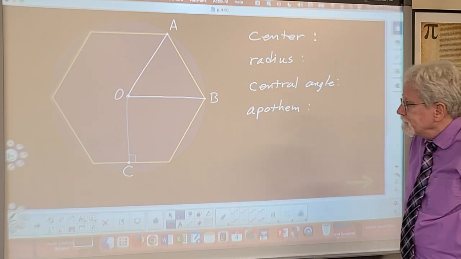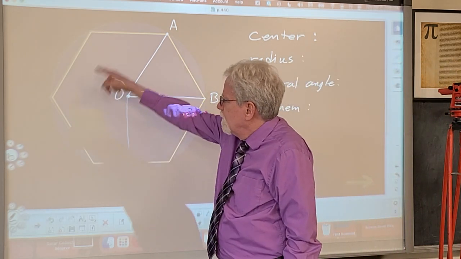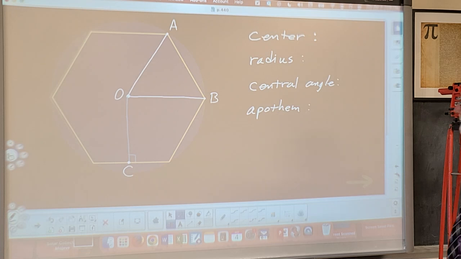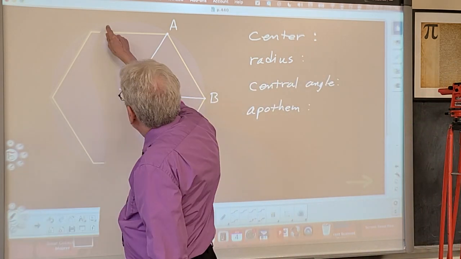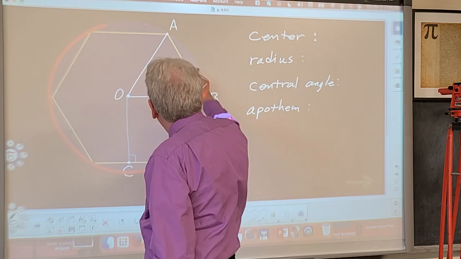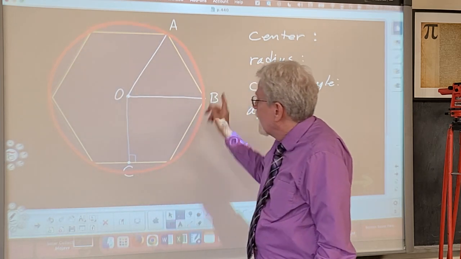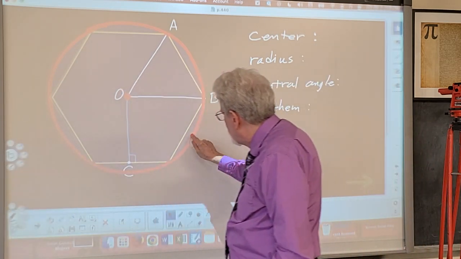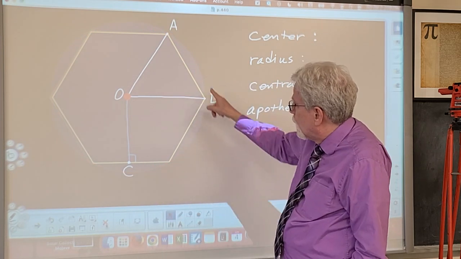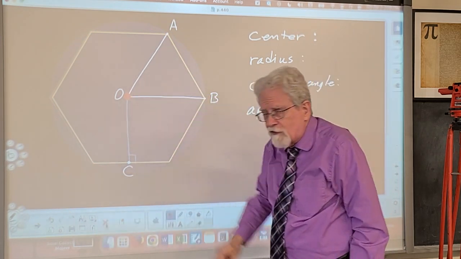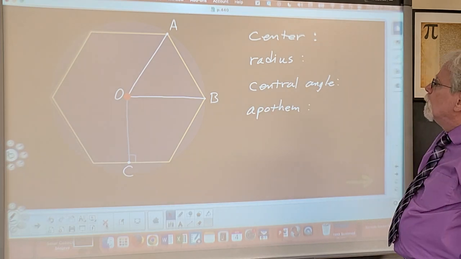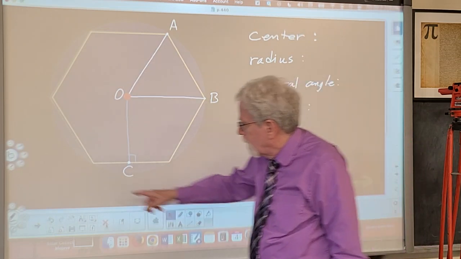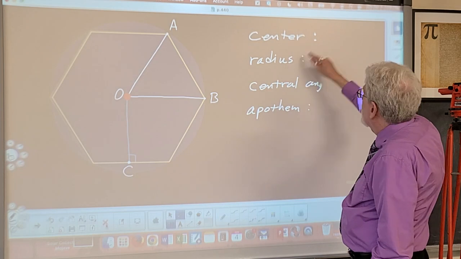Now, definitions. When you have a regular polygon, there are some special parts. Because we can indeed circumscribe a circle around this regular polygon, that circle has a center. So henceforth, from now on, we will refer to the center of that circumscribed circle as the center of the regular polygon. Yes, regular polygons have centers just like circles do. So the center of this regular polygon is point O.